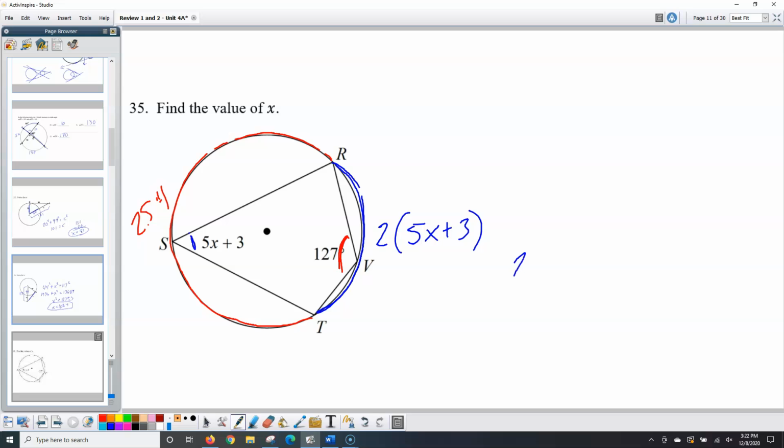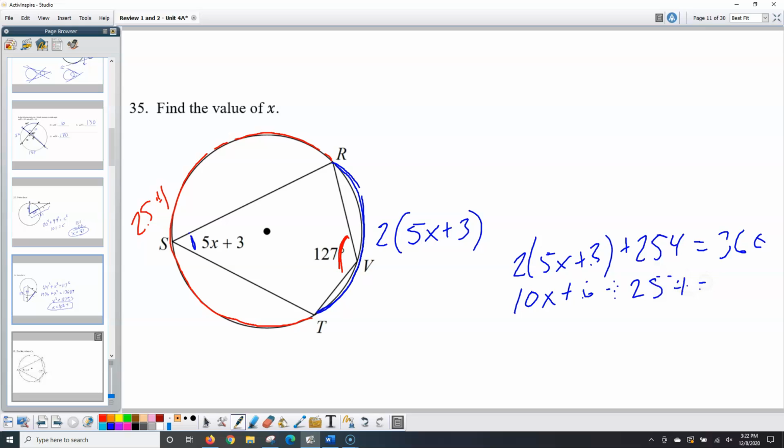I'm going to say 2 times 5x plus 3 plus 254 equals 360. And that's 10x plus 6 plus 254 equals 360. And that would be 260. I think we're going to get 10x equals 100. x equals 10.